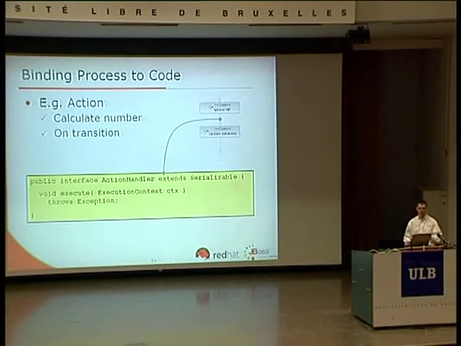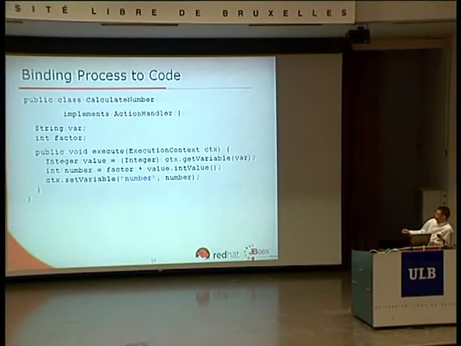So let's quickly go through it. The example here is an action. We want to listen to the execution taking a transition, and in that case we want to calculate a number. So there is in jPDL an interface ActionHandler in which you can implement concrete classes. The execute method will be called by the engine when the transition is taken, and the execution context gives you access to all the process state and process variable information. So here is one implementation in which you calculate some number. You start off by getting a process variable, you do some calculations, and you set another variable. So you do a variable update.